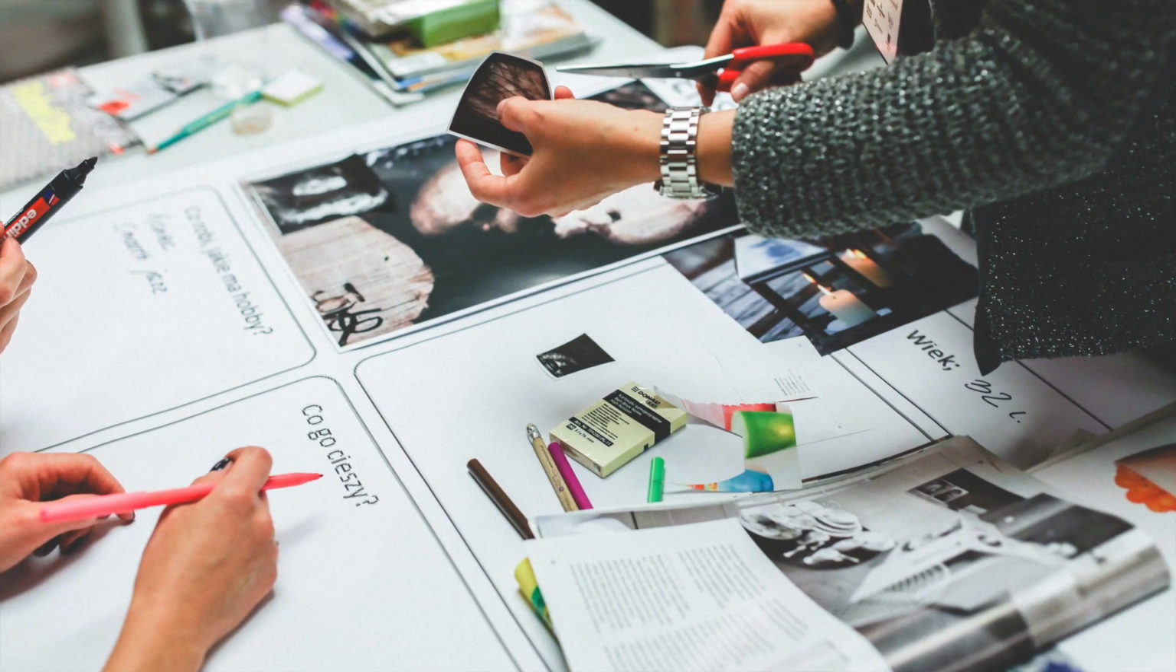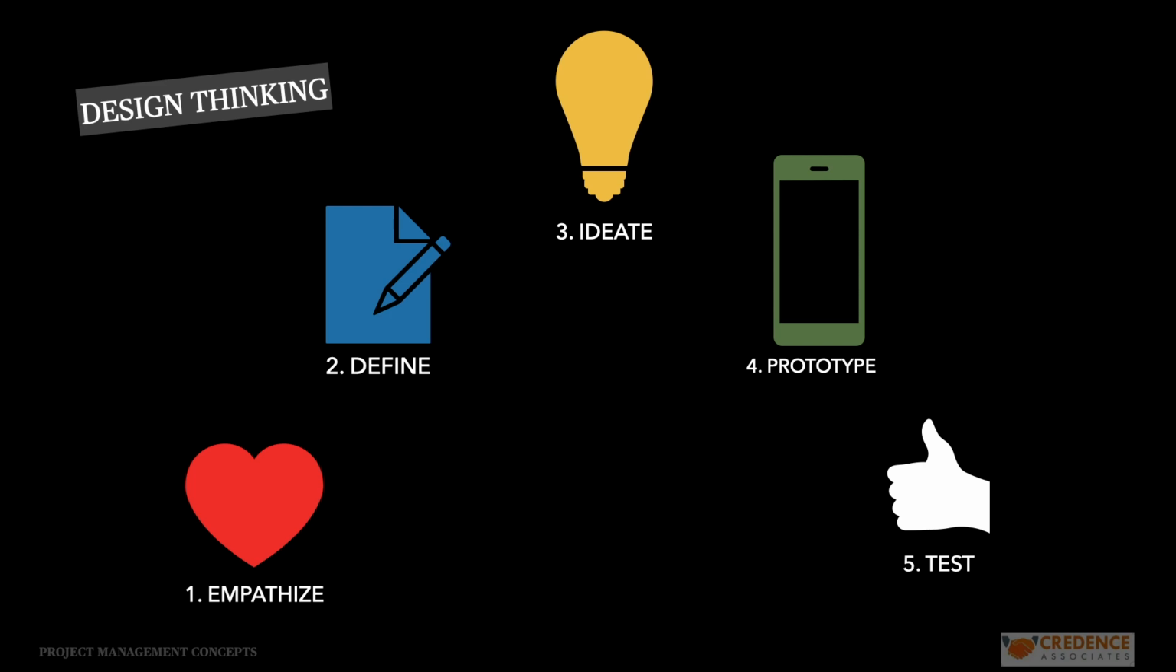The key elements of design thinking include empathy, definition, ideation, prototyping, and testing. Let us understand each of these elements. Empathy: understand the needs, thoughts, and feelings of the end users or stakeholders. This involves conducting interviews, observations, and engaging in conversations to gain insights into their experiences.